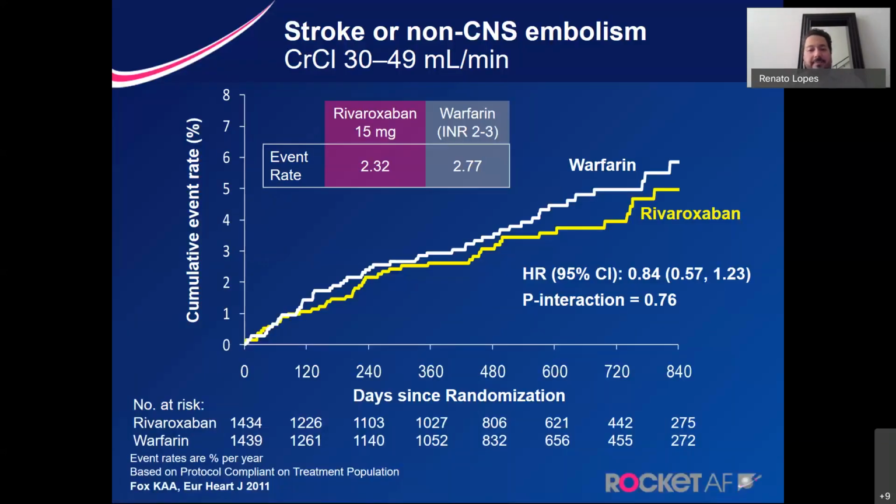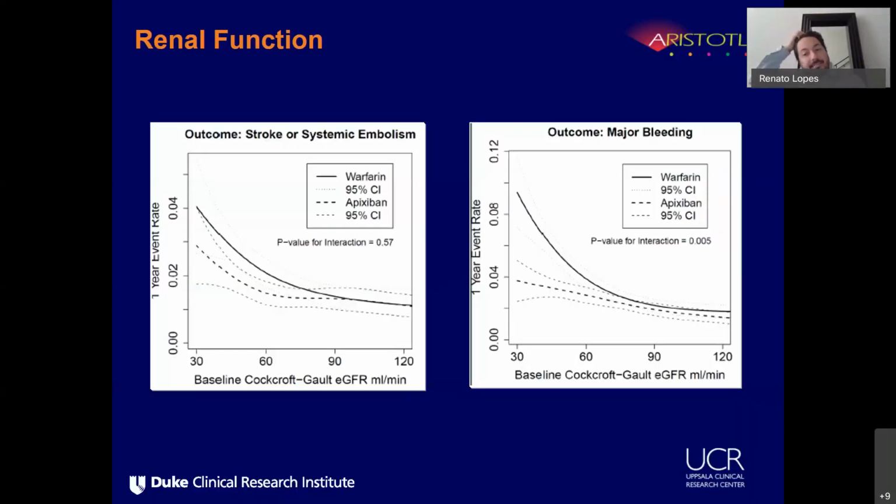When you look at rivaroxaban, we did not find any significant interaction. So basically, rivaroxaban works the same way in patients with and without renal impairment. Consistent results. And when we look at apixaban in the ARISTOTLE trial, we found basically the opposite of the RE-LY trial. We can see here on the right that as the renal function goes down, the safety of apixaban becomes even greater.